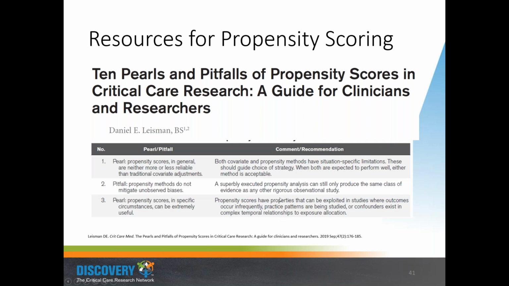Daniel Leisman published this perspective, which was 10 Pearls and Pitfalls of Propensity Scores in Critical Care Research, a guide for clinicians in research. It's really well written, and it highlights some of these key points, which Alejandro has already talked about. Propensity scores are neither more nor less reliable than traditional covariate adjustments. They don't mitigate unobserved biases. They can be, in specific circumstances, extremely useful. And there's other points about how you should direct your attention to the underlying methodology of a propensity score.